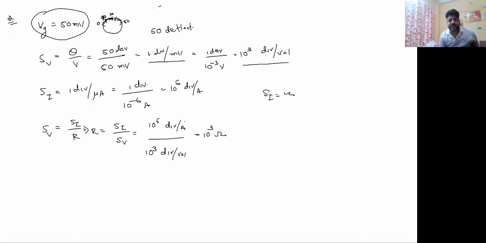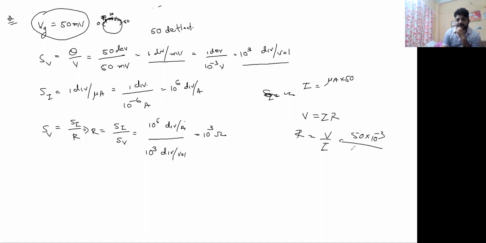What is the current for the full scale? It's very simple: microampere into 50. Then you can divide it and you get the same answer. V equals IR, so R is V by I. V is 50 milli, 10 to the power minus 3, and here you have 50 into micro, 10 to the power minus 6. The 50 cancels, and 10 to the power minus 3 goes up as 10 to the power 3 ohm. Didn't we get the same answer? Yes, sir. I just want to show you in this way.